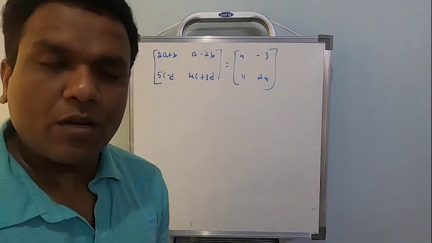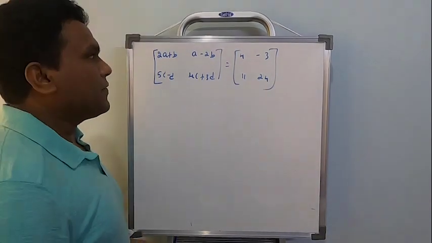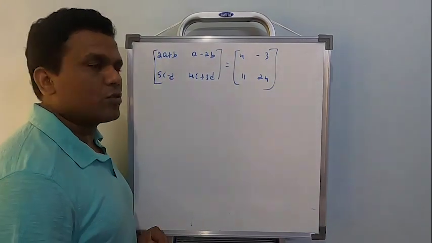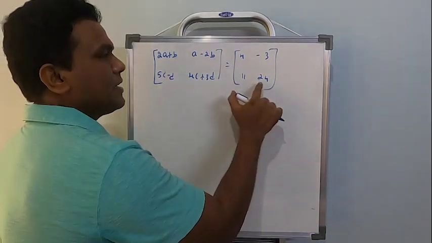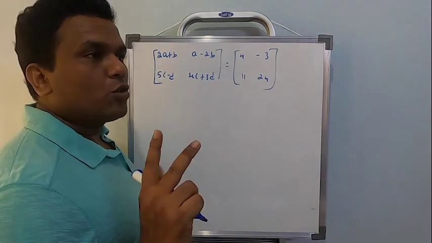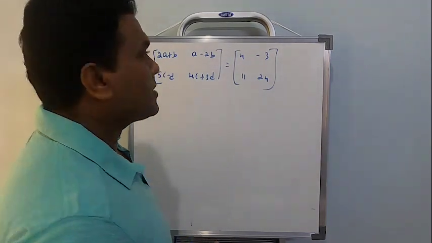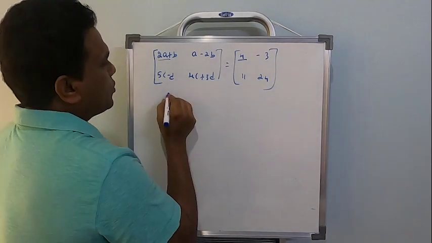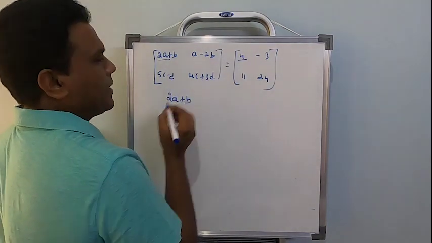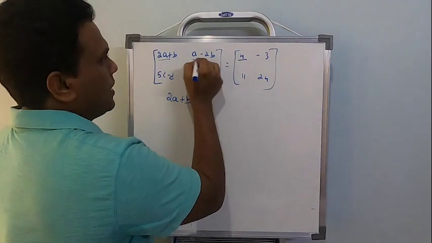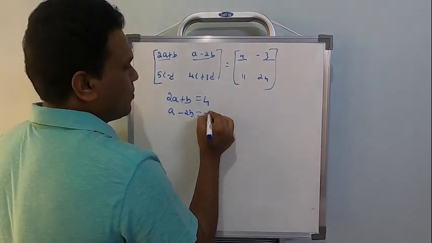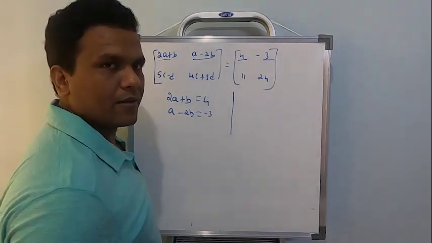Again, it's a problem based on equality of two matrices. Left side is a matrix of order 2 cross 2. Right side is also a matrix of 2 cross 2. And the equal sign is there. That means these two matrices are equal. Two matrices are equal if their corresponding elements are equal. So 2A plus B should be equal to 4. And the next one, A minus 2B should be equal to minus 3.